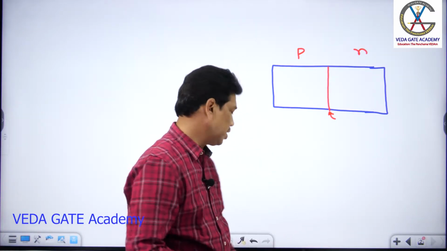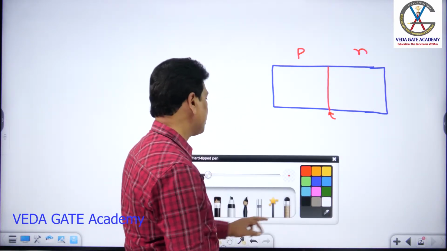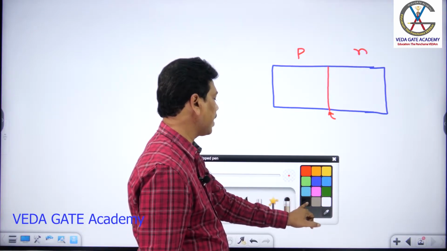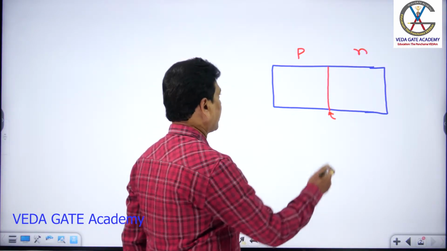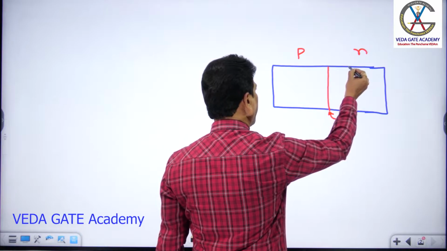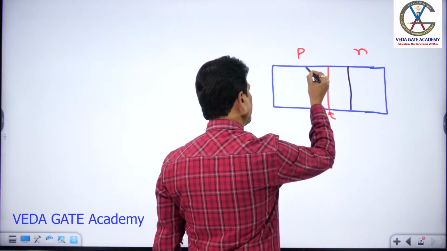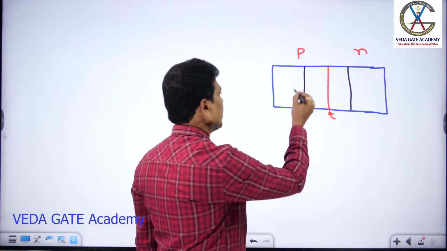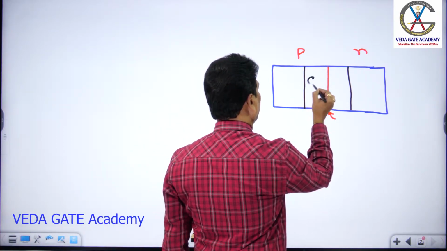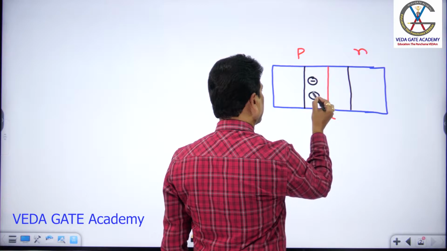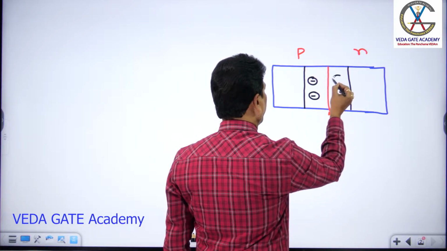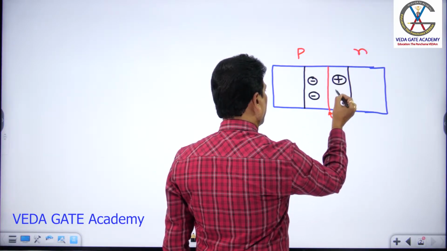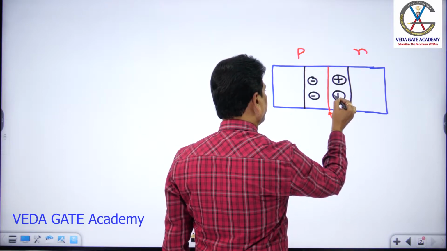Across the junction, there must be some barrier effect. So what is this barrier? That barrier contains ions. This is the barrier that is considered across the junction of the P and N sides. On the P side, you may find negative ions, those are called acceptor ions. On the N side, you find positive ions, called donor ions.